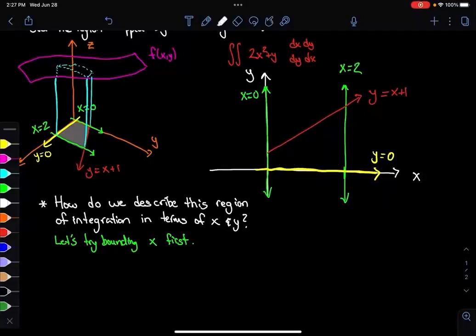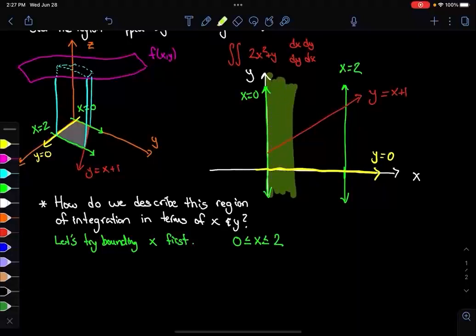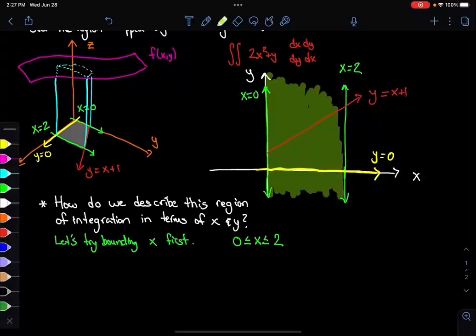What do my x values go between? Hopefully it doesn't take too much to see that a good guess would be that x goes from 0 to 2. Now this doesn't give us the region we want right away. What it gives us is basically all of this, because this is an infinite region, if all I do is specify that x goes from 0 to 2.